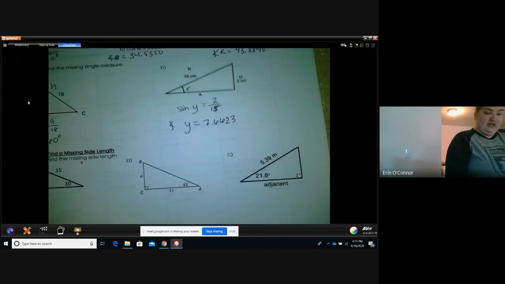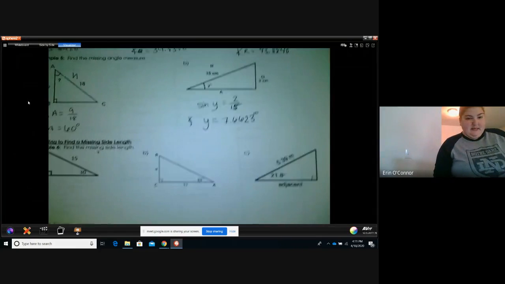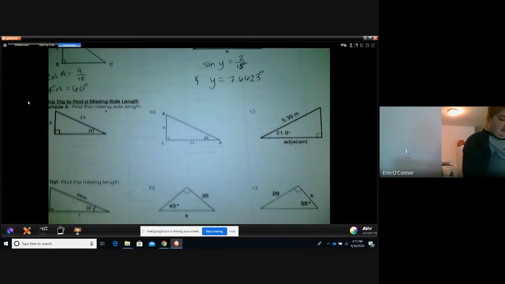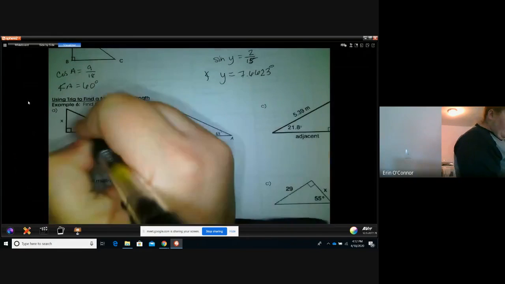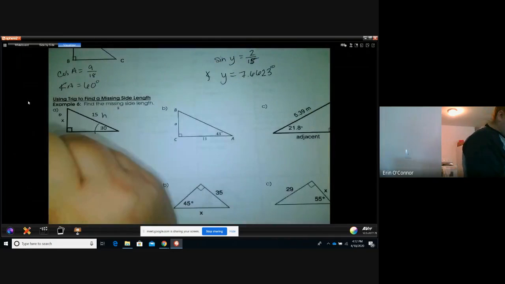7.6623. That's a pretty small angle. Remember your degree sign. Okay. If you guys feel like you have this, please keep going, but this is a little bit new right here. So looking at this right now, we have an angle, we have an opposite side, and we have a hypotenuse, which means we're doing sine.